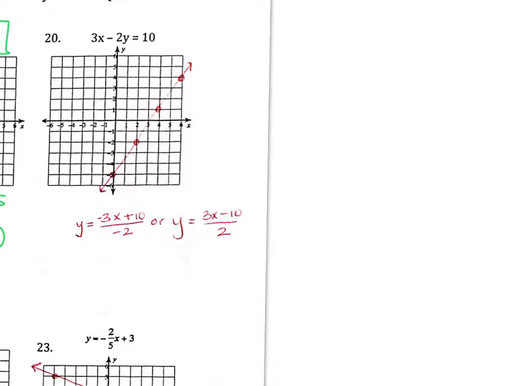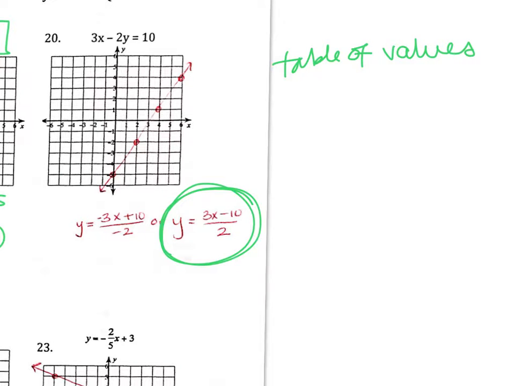All right, question 20 is a good question for a table of values also, because the 3 and the 2 don't both divide into 10. So that means I need to first solve this for y. You can take a second to do that. Originally, I got the equation on the left, but because it was negative, I just changed my signs on the top to get y equals 3x minus 10 all over 2.